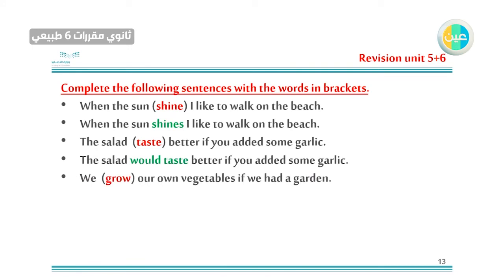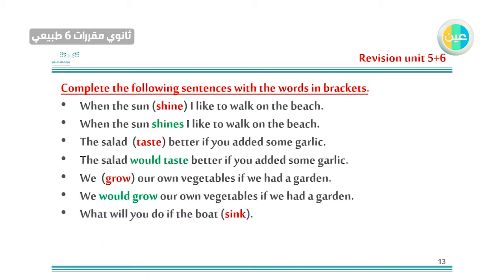We grow our own vegetables if we had a garden. So, had a garden, this is the if clause. And past simple, so it's just imaginary. So the first part, the result clause, should be with, yes, would. We would grow our own vegetables if we had a garden.